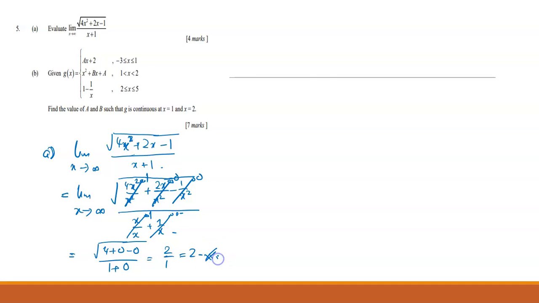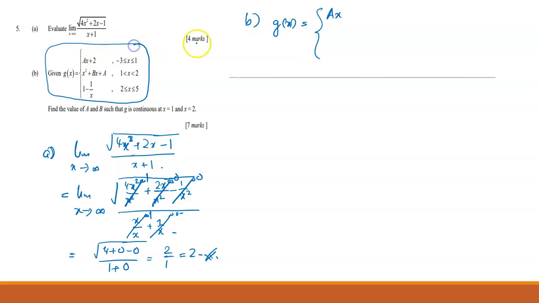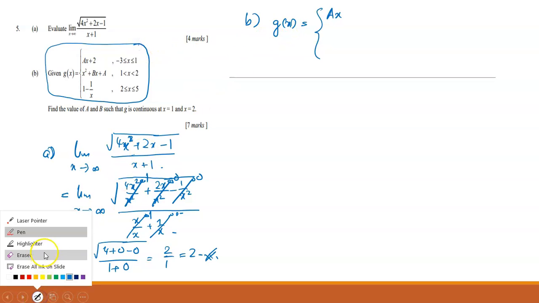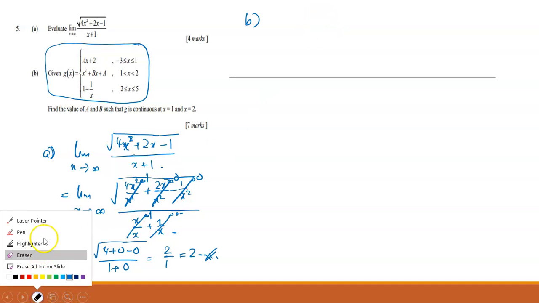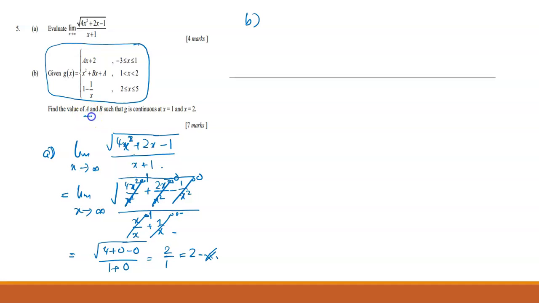Okay. Then, question B, given that g(x) equals, we have ax, okay, I just refer to this. I'm not going to rewrite this function again here. Find the values of a and b such that g is continuous at x equal to 1 and x equal to 2. So look at this one here now, guys, girls.